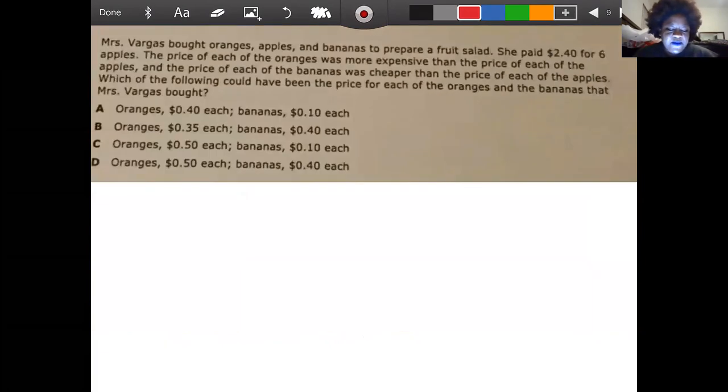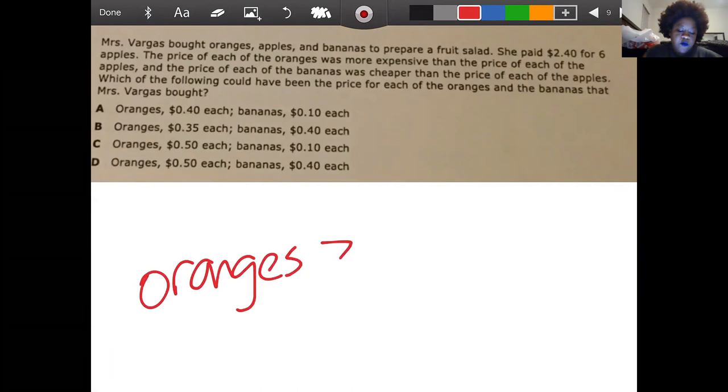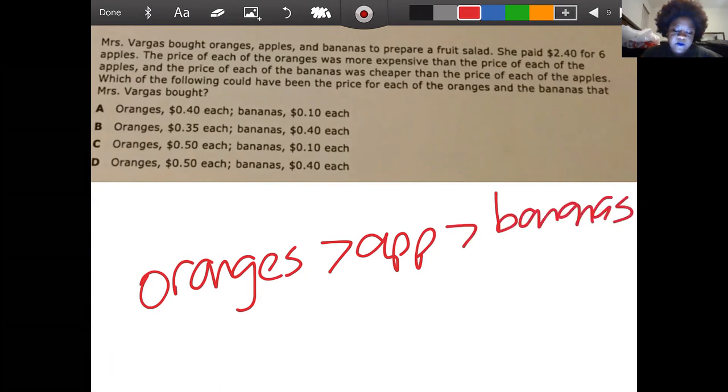Mrs. Vargas bought oranges, apples, and bananas to prepare fruit salad. Fruit salad? Okay. She paid $2.40 for 6 apples. The price of each of the oranges was more expensive, so let's write oranges, more expensive than the price of each apple. So apple, I'm just going to put app. Okay, and the price of each of the bananas was cheaper, so I'll put bananas, than the price of each of the apples. Which of the following could have been the price for each of the oranges and the bananas that Mrs. Vargas bought?